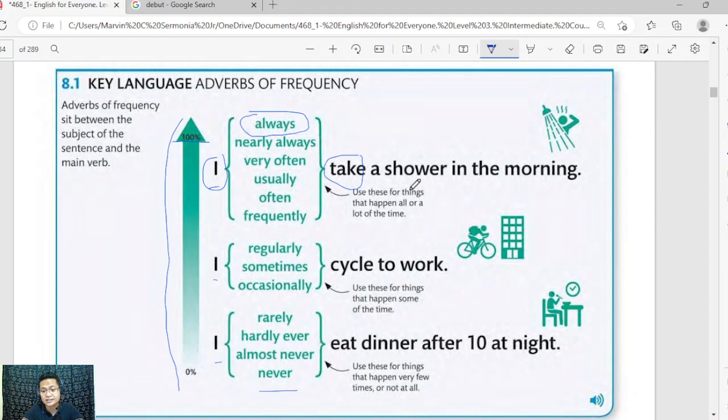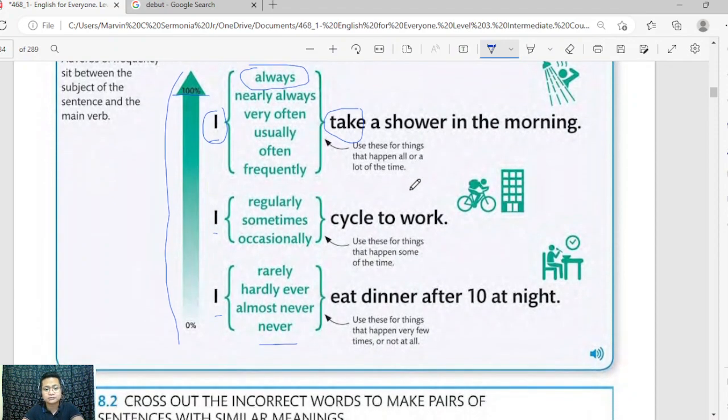I usually take a shower in the morning. I often take a shower in the morning, and I frequently take a shower in the morning. What about the adverbs of frequency that we use to describe things that happen some of the time? You don't do it often, you don't do it frequently, but you just do it some of the time. Okay? We can make use of regularly, sometimes, or occasionally.